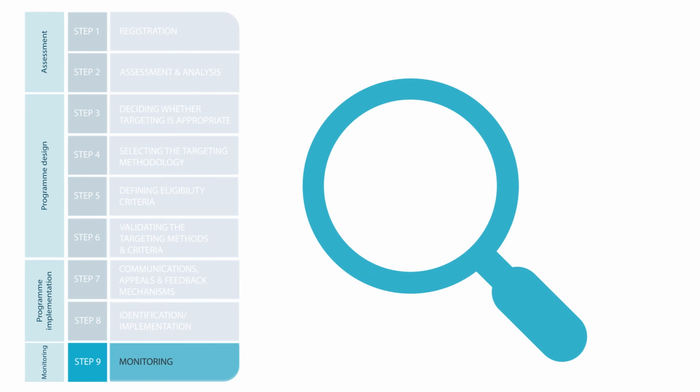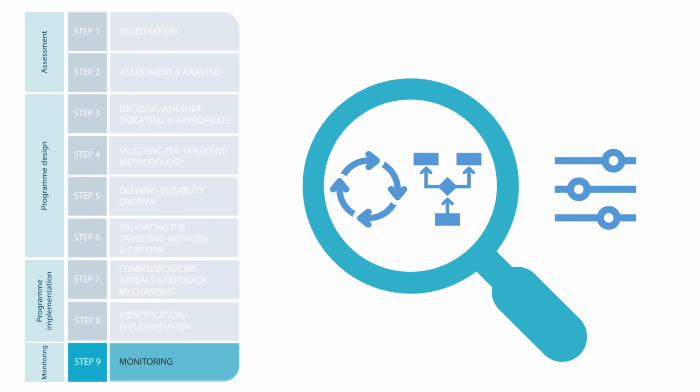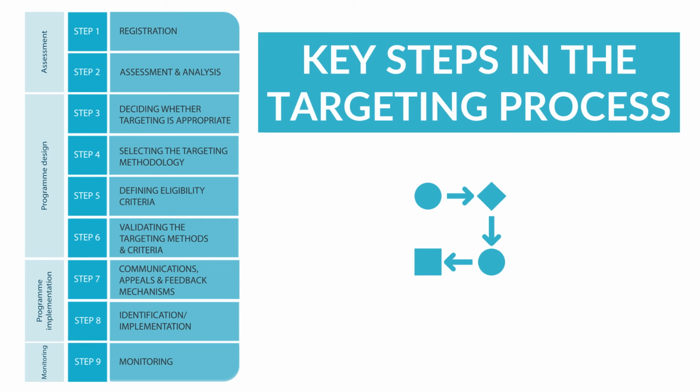The ninth and final step is monitoring. Regular monitoring of the process, such as whether refugees receive their assistance in a timely and safe manner, and monitoring of outcomes linked to programmatic objectives. The findings are used to adjust the targeting, address errors, and inform programmatic decisions. So there we have the 9 key steps in the targeting process.